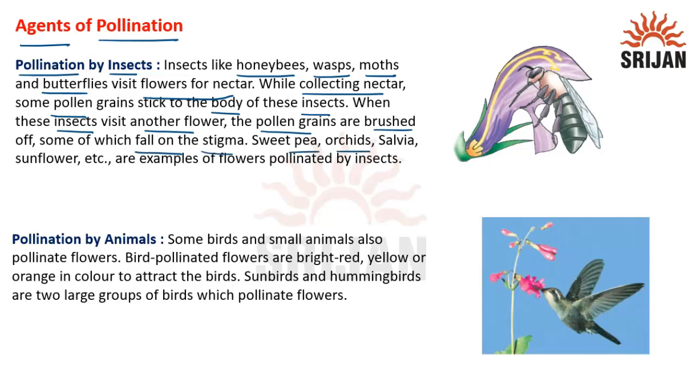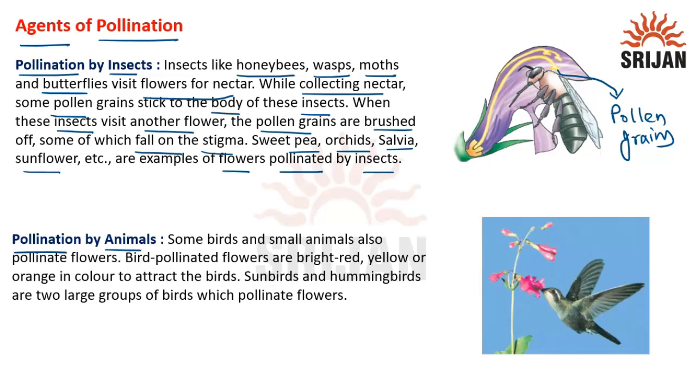Sweet pea, orchids, salvia, sunflower, etc. are examples of flowers pollinated by insects. So we can see that here the pollen grains stick to the body of the insect, and when it flies to a different flower, they will be transferred to the stigma of that flower.